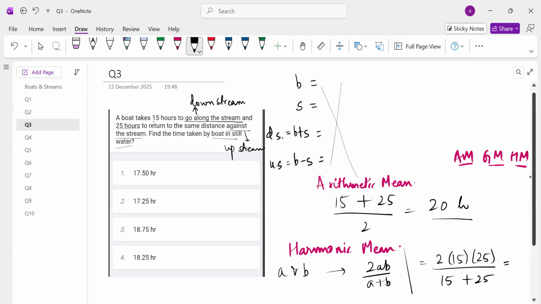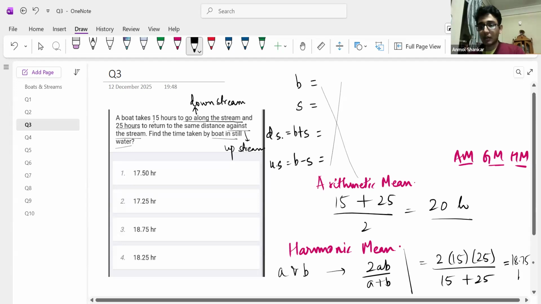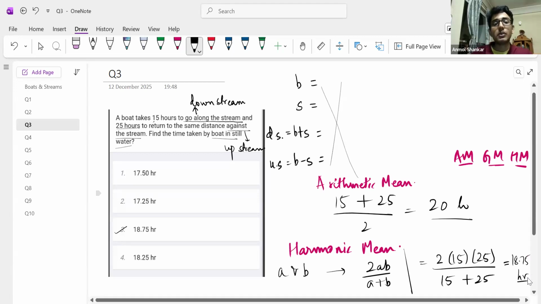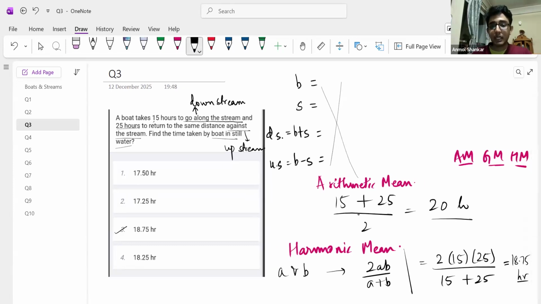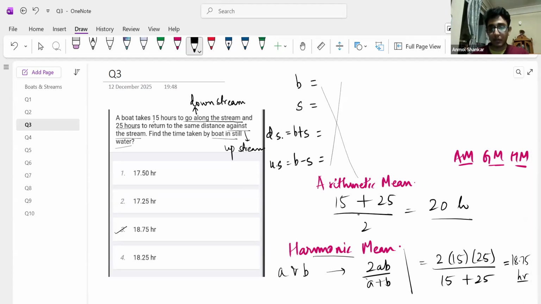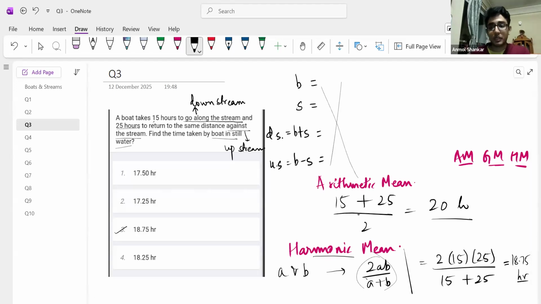18.75. Correct. 18.75 hours is the answer. We can spend time discussing why it is harmonic mean and where it comes from, but from the exam point of view, it is helpful for you to remember this formula. There are some special questions where harmonic mean will get used. This is one such question.